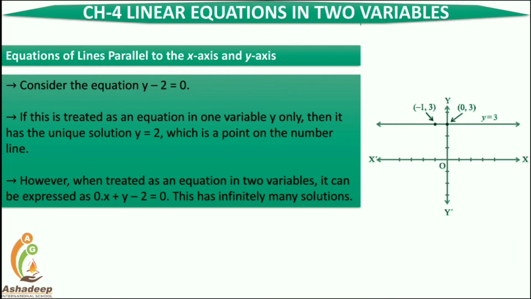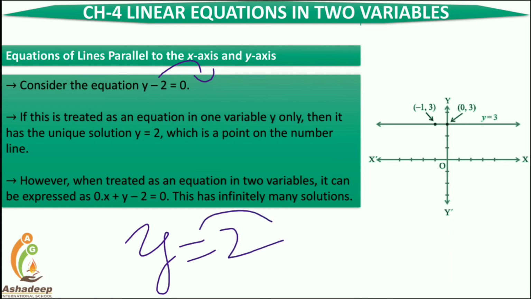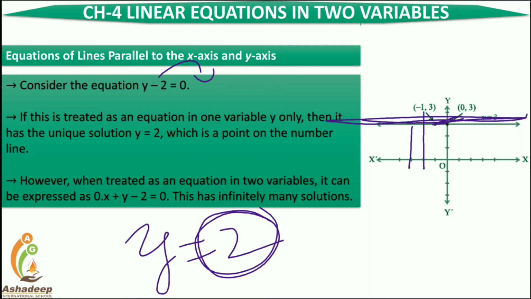Now let's see some theory part, and the theory is equation of lines parallel to the x-axis and the y-axis. Okay, now consider y minus 2 is equals to 0. So if this 2 goes on to the other side, it becomes y is equals to 2. So the value of y must be constant, and that is 2. So the value of y is 2 over here in this whole span. Right, here it is minus 2, 2; minus 3, 2; minus 4, 2; here it is 1, 2; here it is 2, 2; here it is 3, 2; here it is 4, 2.